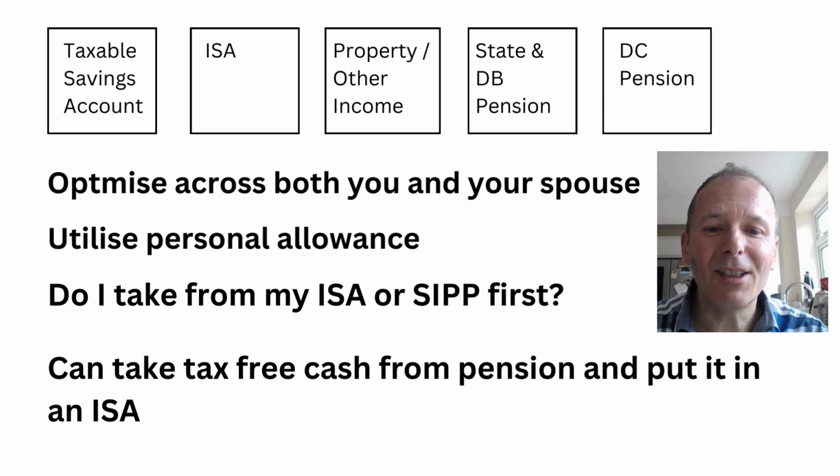The first thing to do is to utilize your personal allowance from these income sources, because if you don't, then you'll just lose it.